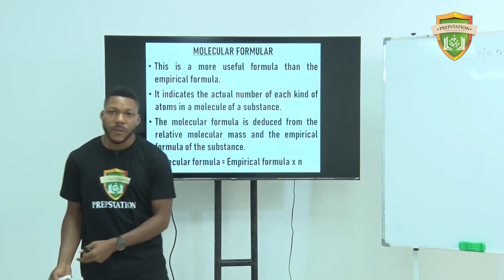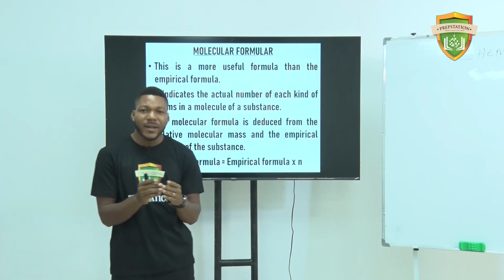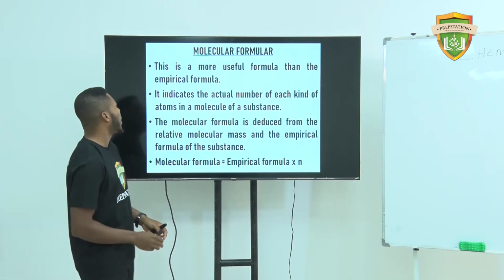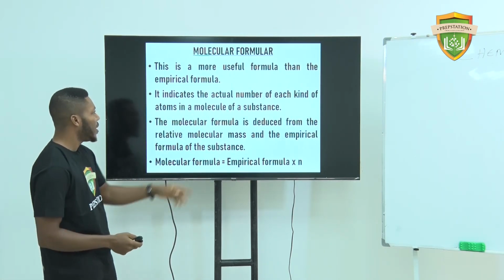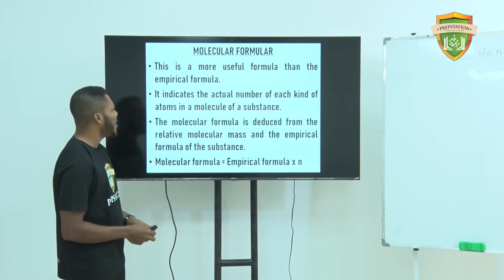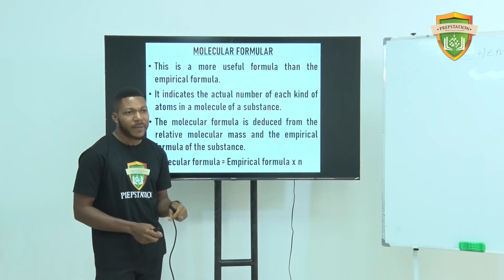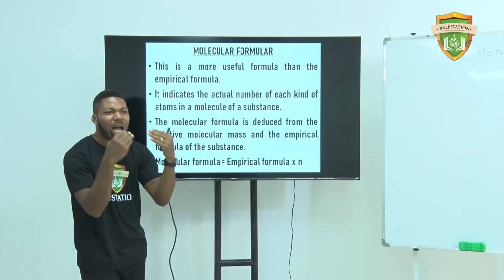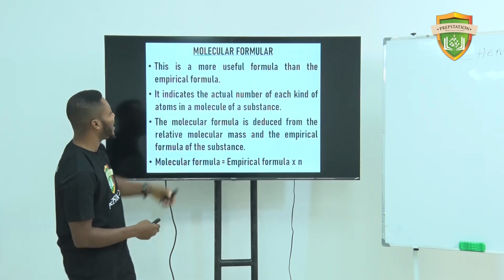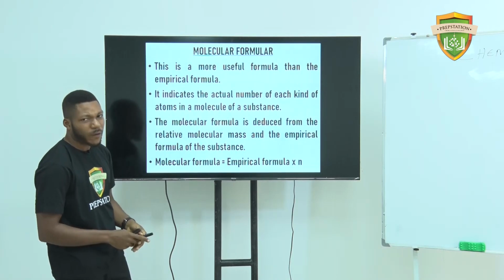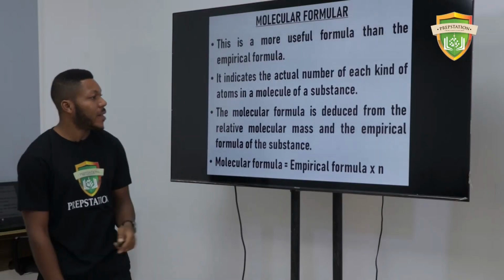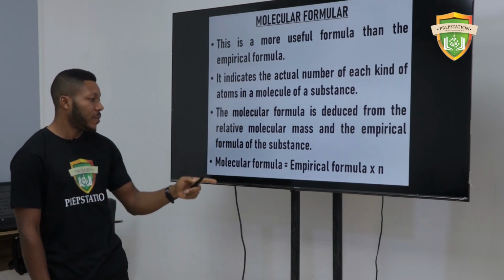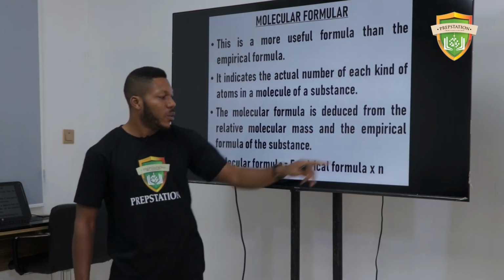The next one is called the molecular formula. Now, molecular formula is gotten from empirical formula. That means that without empirical formula, there is no molecular formula. Okay, so this is a more useful formula than what? Empirical. It indicates the actual number of each kind of atom. That means how many carbon atoms are present in a particular hydrocarbon. This will be determined by what? By the molecular formula of that particular hydrocarbon. The molecular formula is deduced from the relative molecular mass and the empirical formula of the substance. That means that without empirical formula, we cannot deduce what?